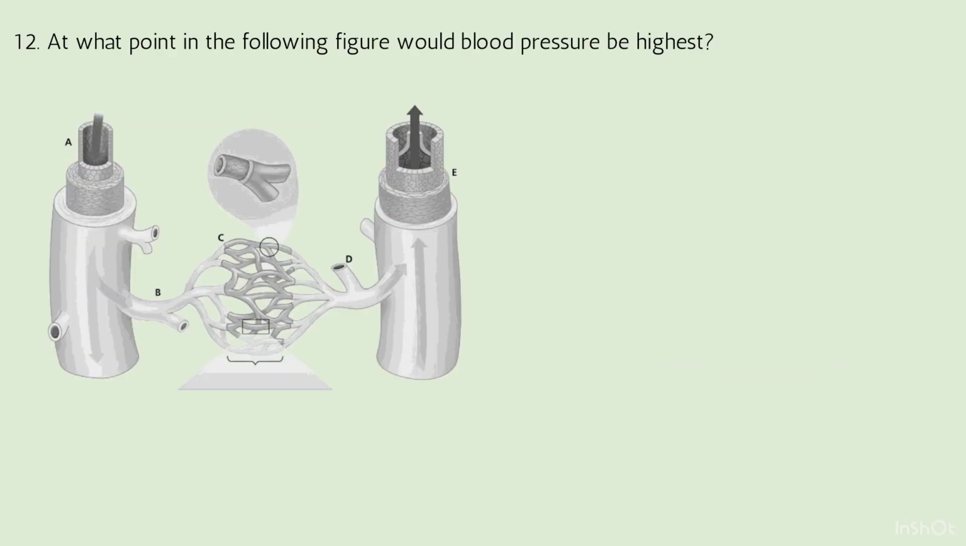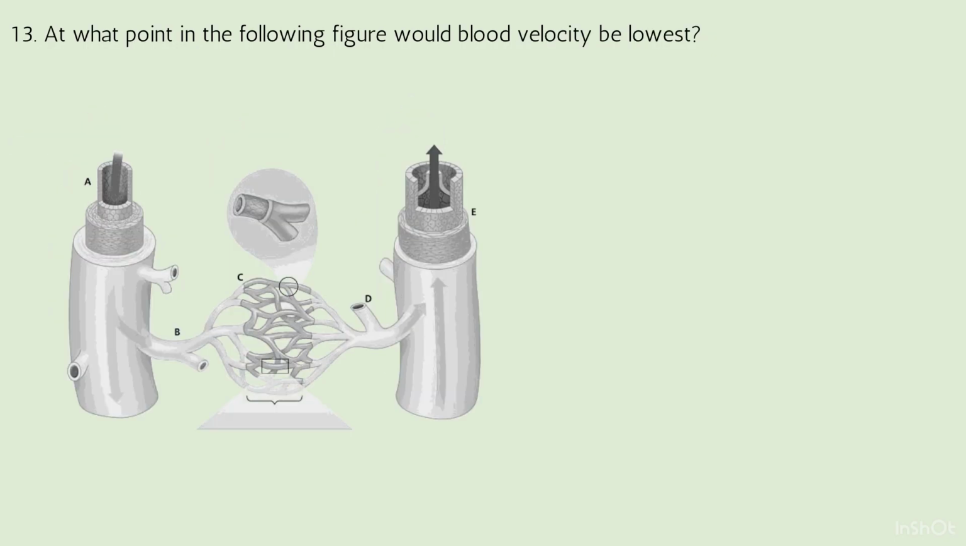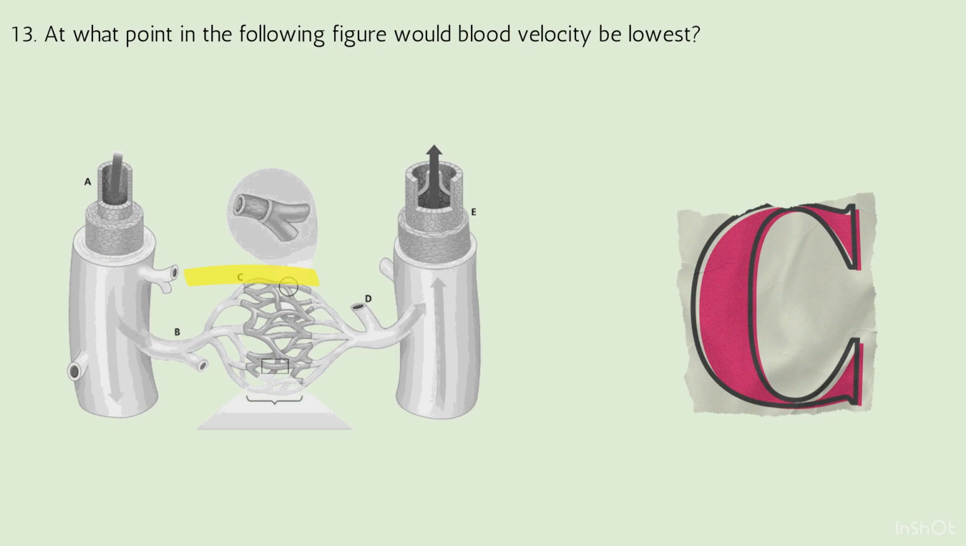So, at what point in the following figure would blood pressure be highest? This is going to be A. Remember, it goes from highest to lowest blood pressure, like concentration gradients. Just remember that. Alright, let's look at another question. 13. At what point in the following figure would blood velocity be lowest? This would be at C. 14.